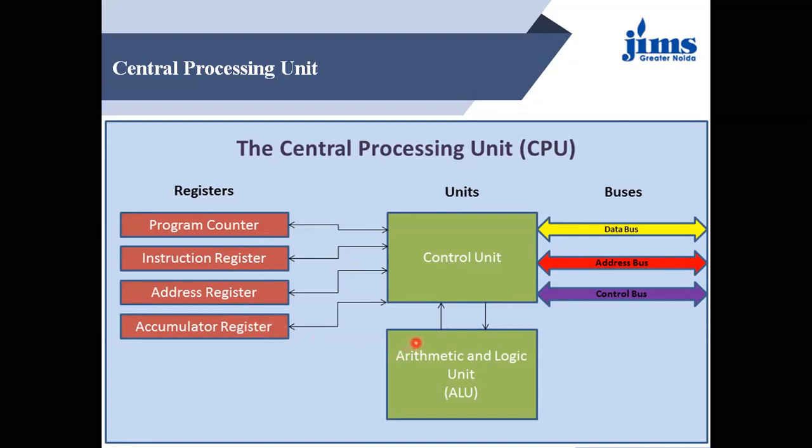In the first part of this unit, we discussed the complete operation of the arithmetic and logic unit. There are general buses, that is the data bus, address bus, and control bus, that control the different types of operations. So this is the basic diagram of the central processing unit.